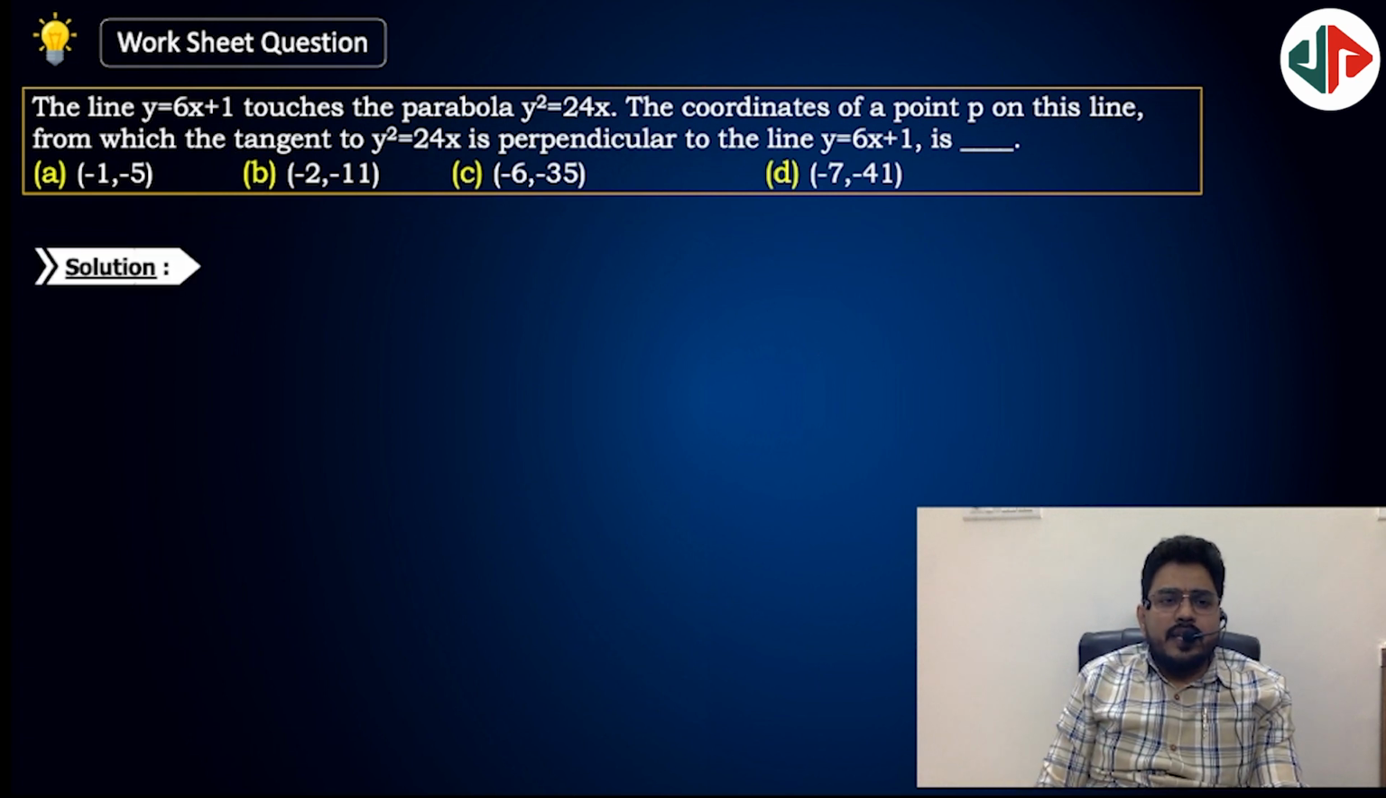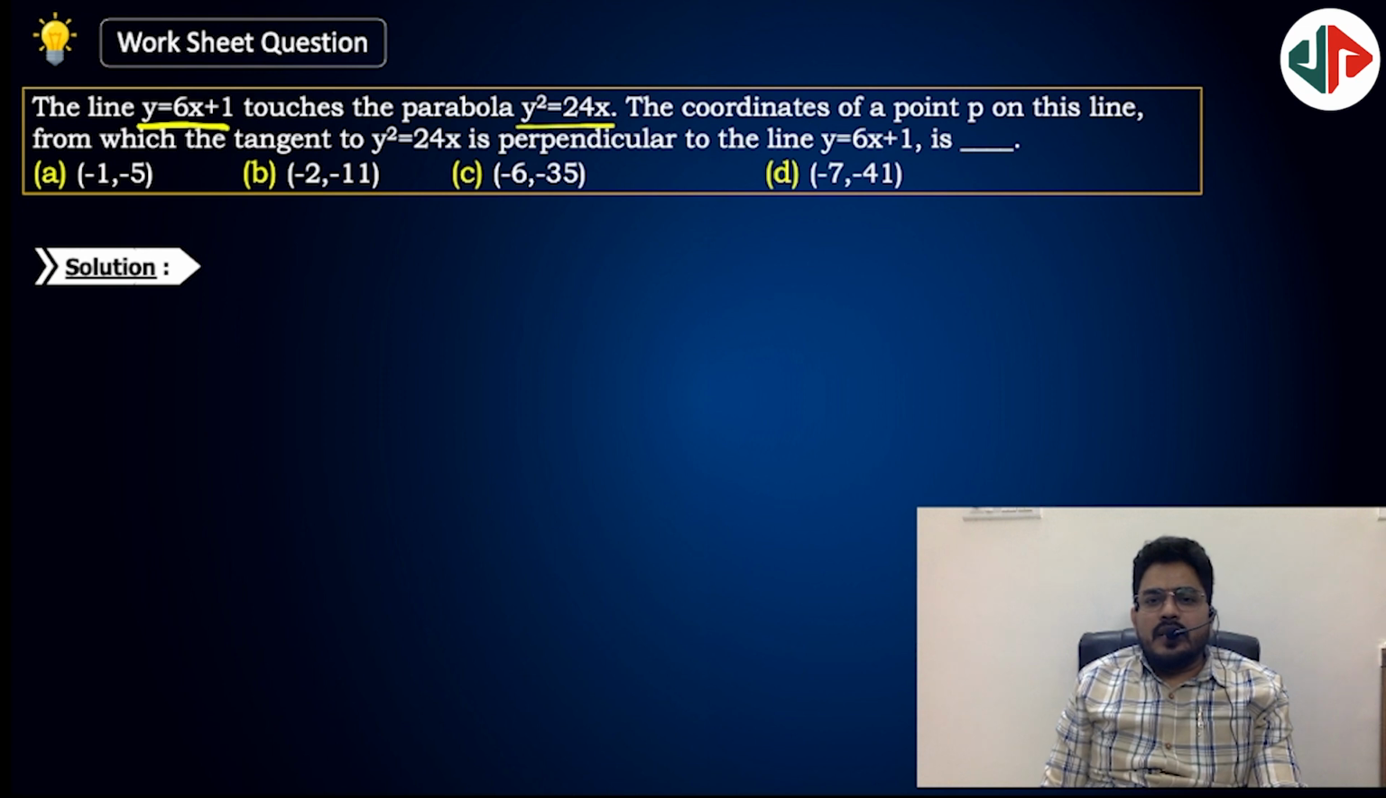If the line y equals 6x plus 1 touches this parabola, find the coordinates of P on this line from which the tangent to this parabola is perpendicular to this line.